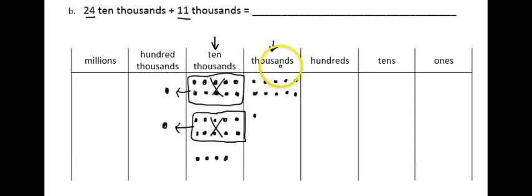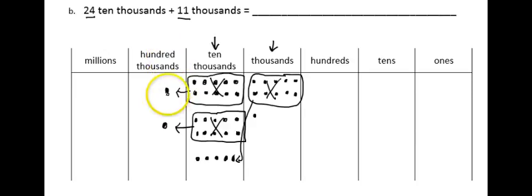I can do the same thing in my thousands section. I'll take these 10 and compose them into a group of 10,000. I'll move that down here. And that shows all the composing that we can do with this number. Now let's write the number in standard form.